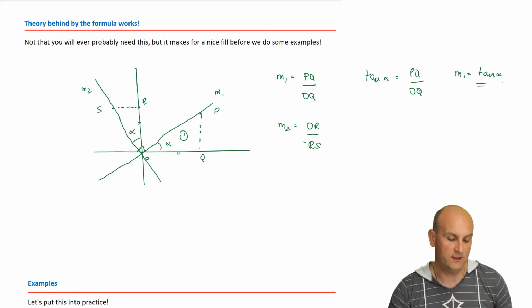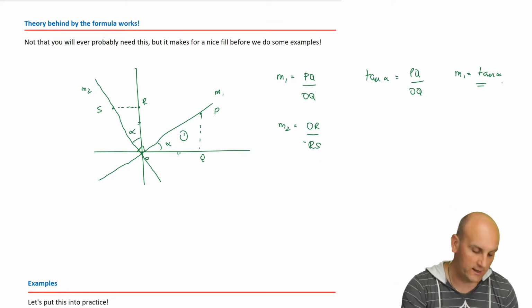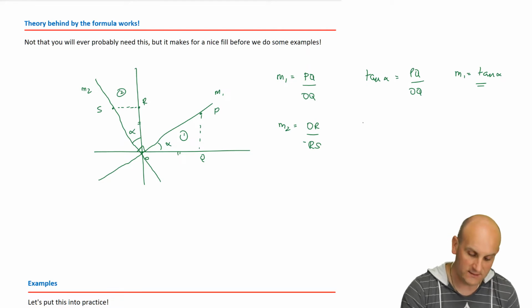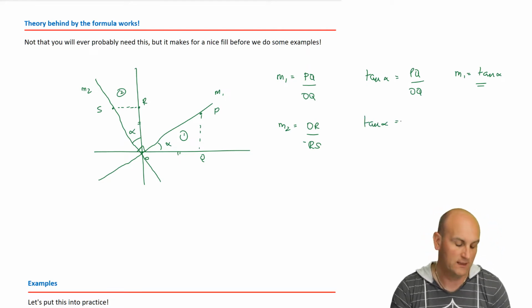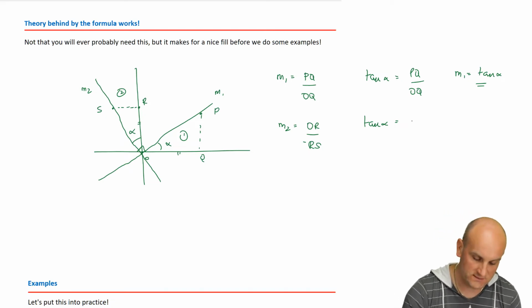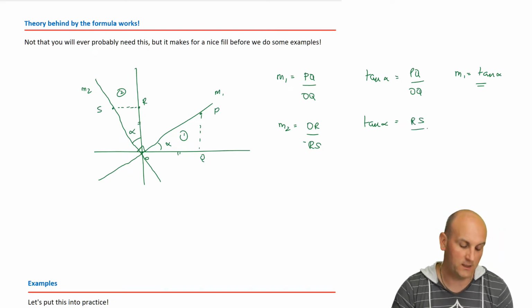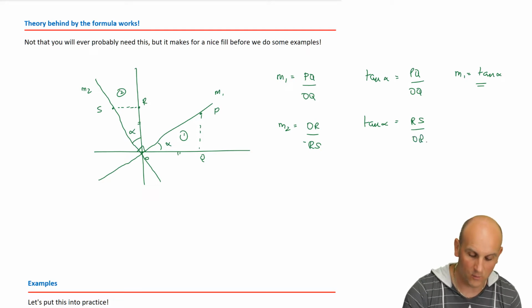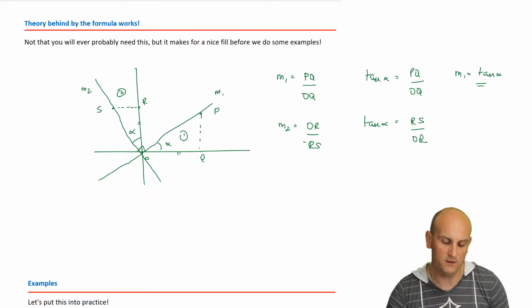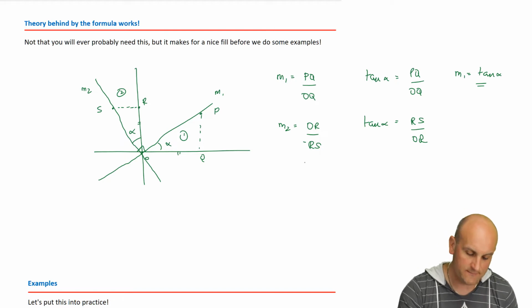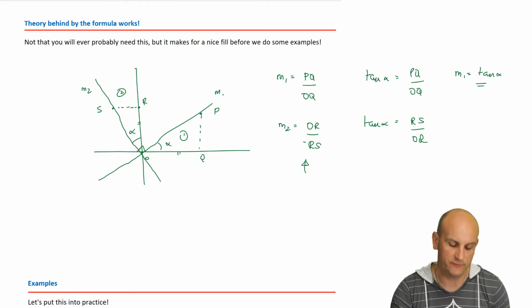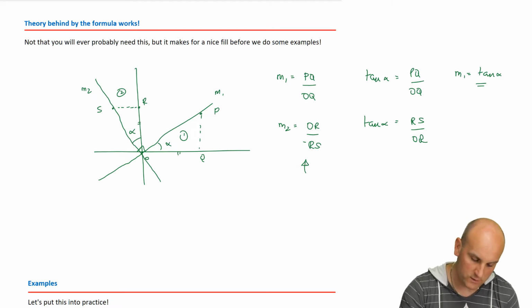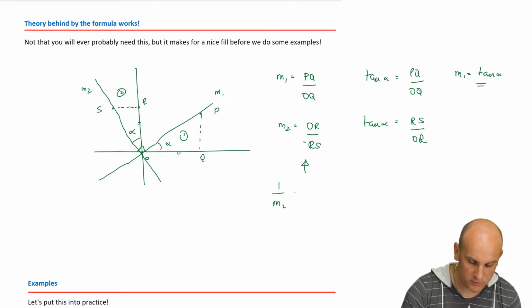Let's look at the same idea here. What about alpha if I was going to use that second triangle? Well, tan of alpha, and we can use the same alpha because it's the same one, is equal to the opposite, which is RS, divided by my adjacent, which is OR. Oh, hold on a moment. Well, we know that M2 was equal to OR over minus RS. So we would know then that 1 on M2 would be equal to RS on OR.